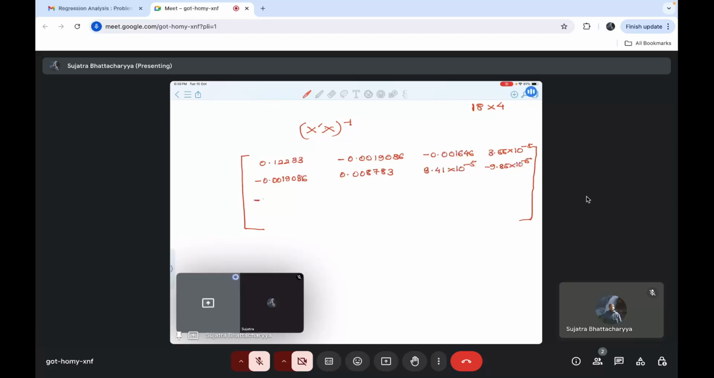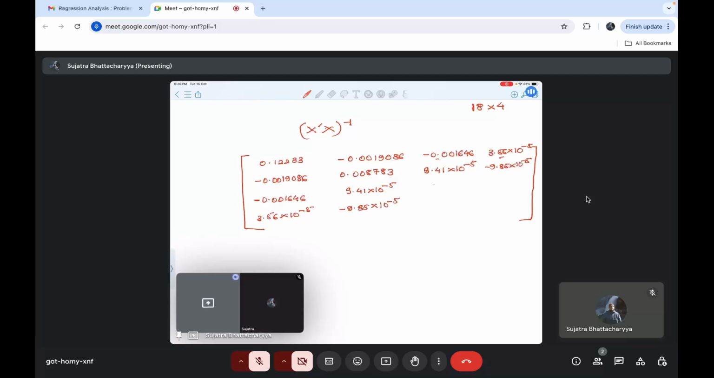Third one is minus point this one. This element will be repeated, 0.01646, and the last one will be this one. So it will be 3.56 into 10 to the power minus 5. Fine. What about this one? This will be 9.41 into 10 to the power minus 5 and minus 9. This will be here 9.85 into 10 to the power minus 5.